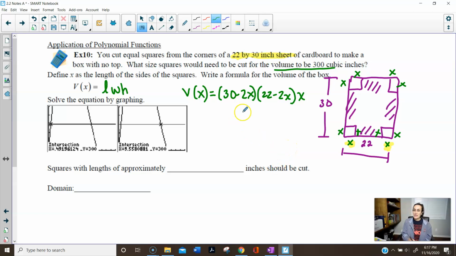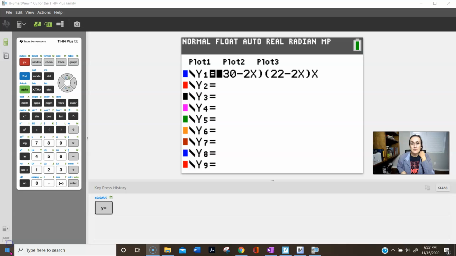I like to just put it in the graphing calculator, just like this with the parentheses, all right? And then when we're looking for the volume to be 300 cubic inches, this V of X, we want it to equal 300. So this would be 300 equals 30 minus 2x times 22 minus 2x times x. And so I'm going to grab my graphing calculator to finish up this problem.